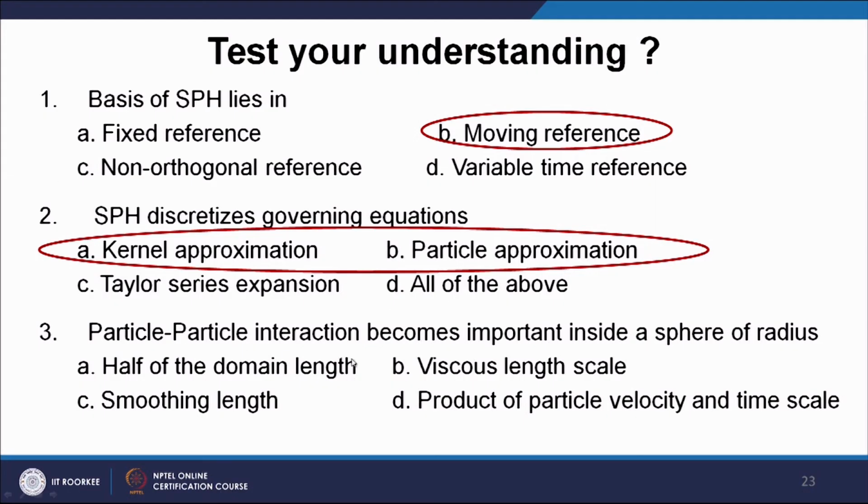Third question: particle-particle interaction becomes important inside a sphere of radius. The 4 answers we have are: half of the domain length, viscous length scale, smoothing length, and product of particle velocity and time scale. Okay. So, the correct answer is obviously smoothing length. I have shown you a figure also in this respect.